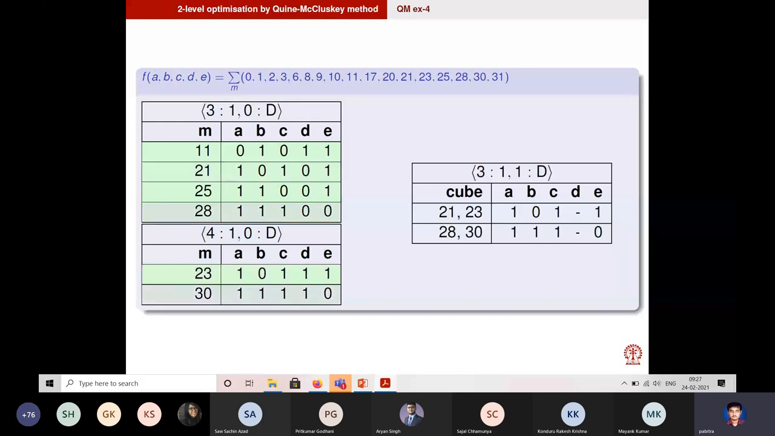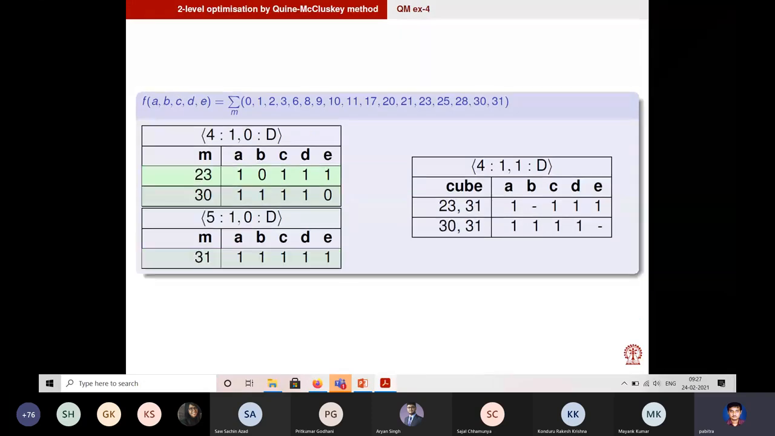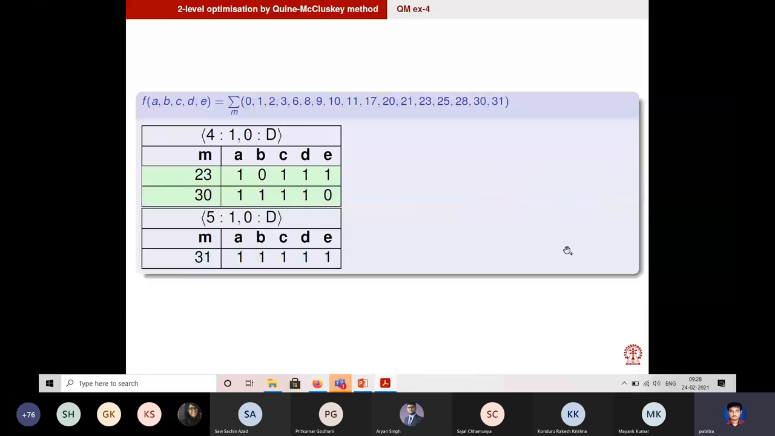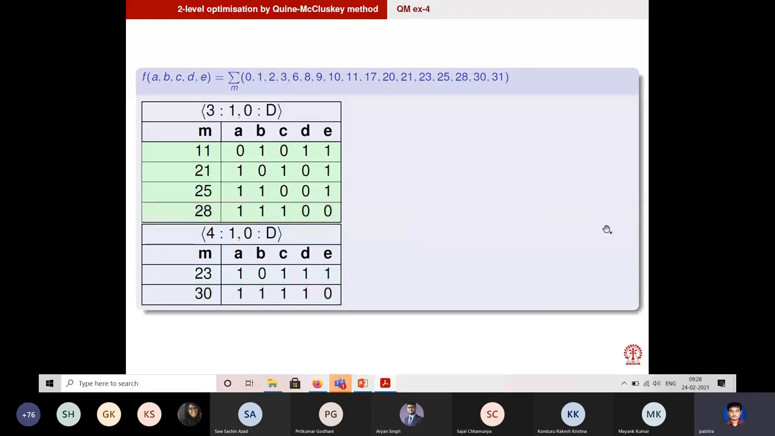This and this and this. Now, the second level table also I group according to the ones they have. These have 0 ones with one dash. These have 1 ones with one dash. And I combine them, I get 0, 1, 8, 9, 0, 1, 2, 3, 0, 2, 8, 10.